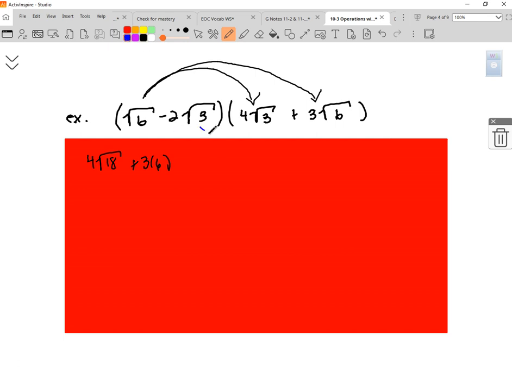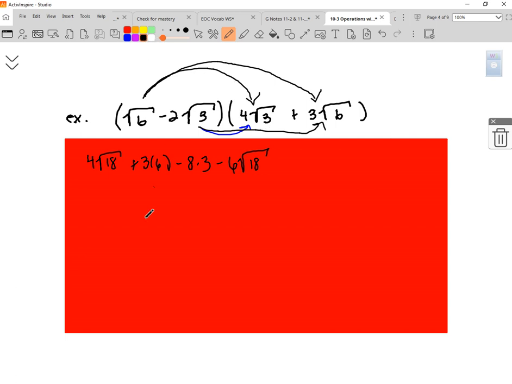Now we have this second term, got to get multiplied by both in here. So negative 2 square root of 3 times 4 square root of 3. What's negative 2 times 4? Negative 8. And now square root of 3 times square root of 3 is 3. And negative 2 square root of 3 times 3 square root of 6. Coefficient times coefficient, square root times square root, right? There you go. Negative 6 square root of 18.